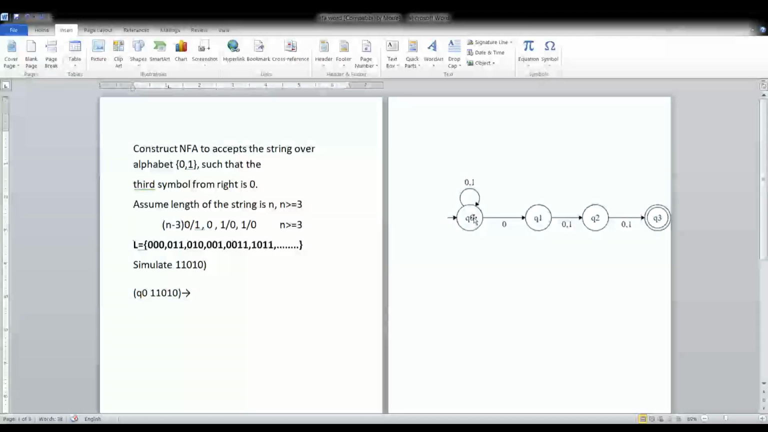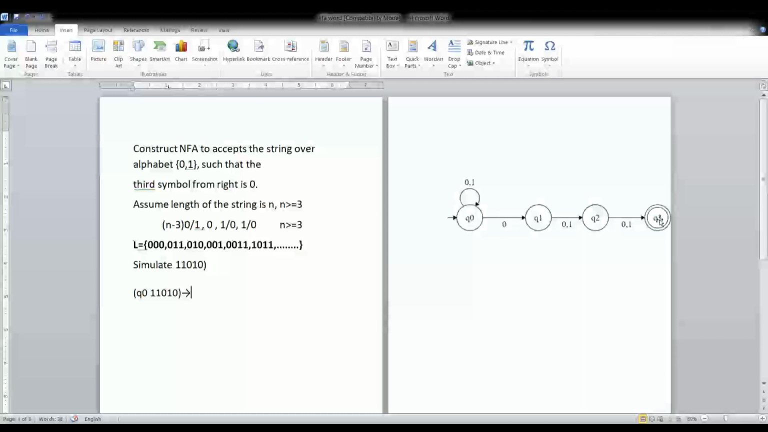Okay, as you can see, this is a constructed NFA for this given problem. There are four states: Q0, Q1, Q2, Q3. Q0 is the initial state and Q3 is the final state. And you can see there is a path from Q0 to Q3 on the minimum length string, which is 3, right?